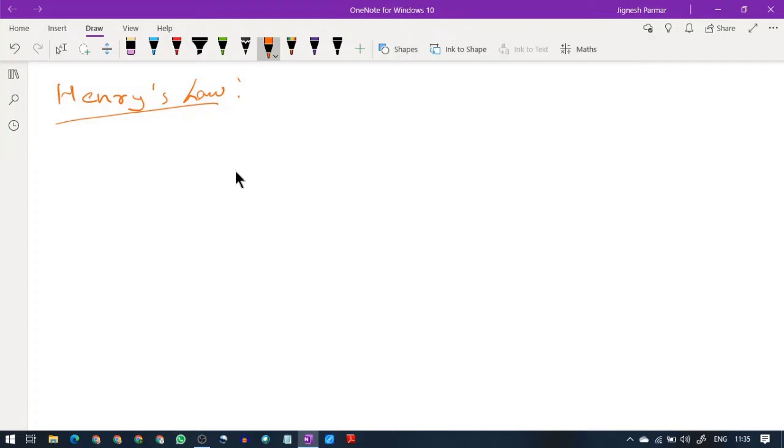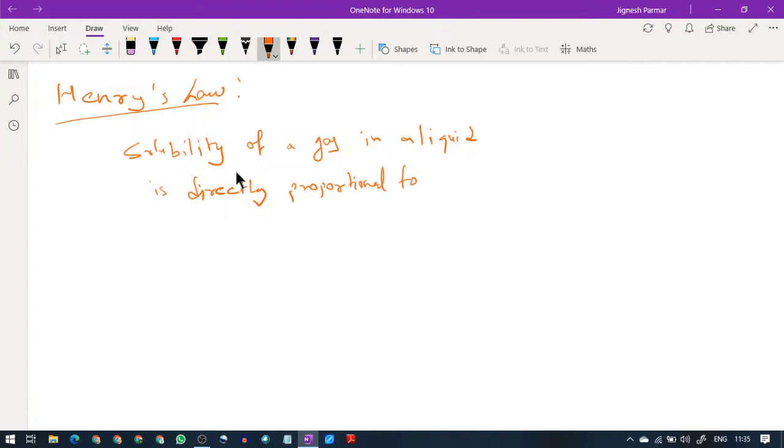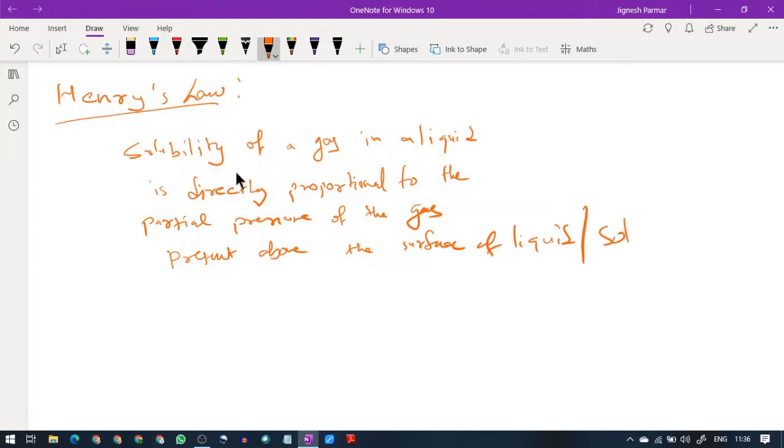Now, this is Henry's law. He states that the solubility of a gas in a liquid is directly proportional to the partial pressure of the gas present above the surface of the liquid or solution. You can say solution also. This was given by Henry.